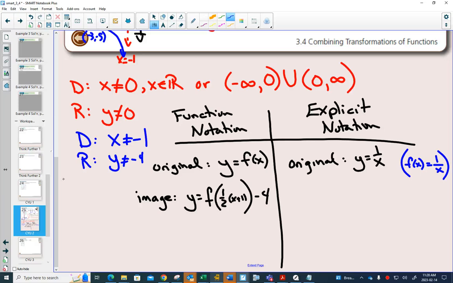So if I had this same question, the image would look like this. Okay? And I'm going to use my function notation to help me write my explicit notation. Now, how do functions work? Here, in the blue, I have f of x equals 1 over x. If I asked you, what's f of 2? You'd have no problem. You'd plug in 2 for x, you'd say it's 1/2. If I said, what's f of 10? You'd say f of 10 is 1 over 10.